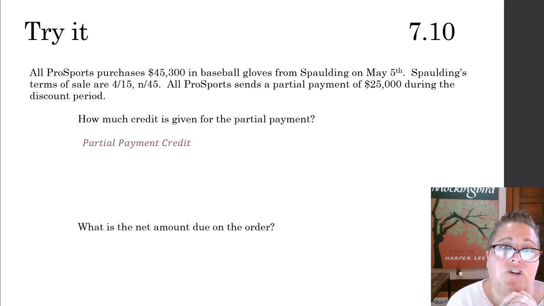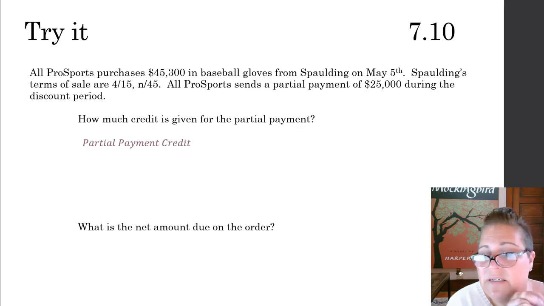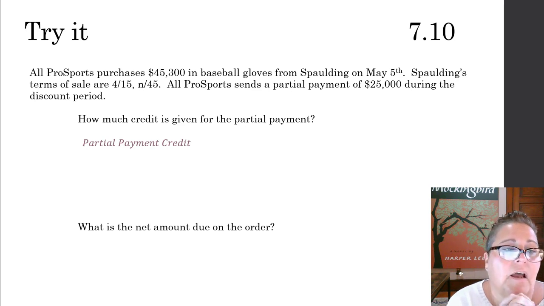Take a minute so you're sure what that means. That's a 4% discount if they pay in the first 15 days. The net amount is due in 45 days. All Pro Sports sends a partial payment of $25,000 during the discounted period. How much credit is given for the partial payment?